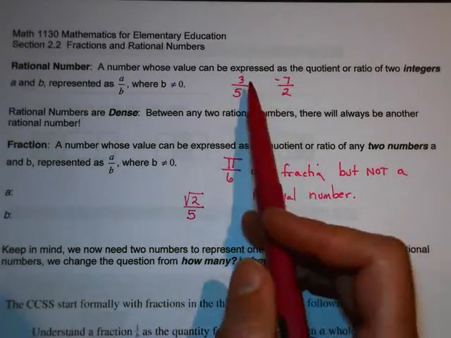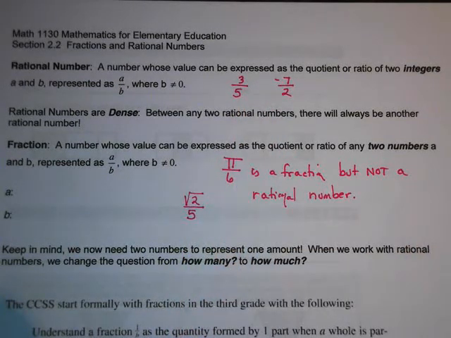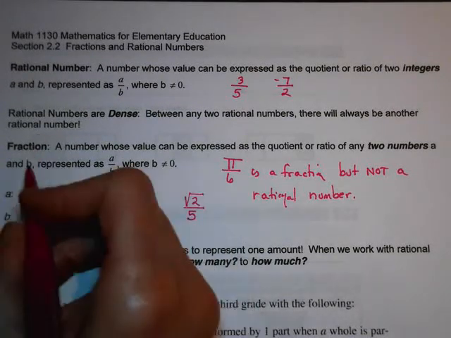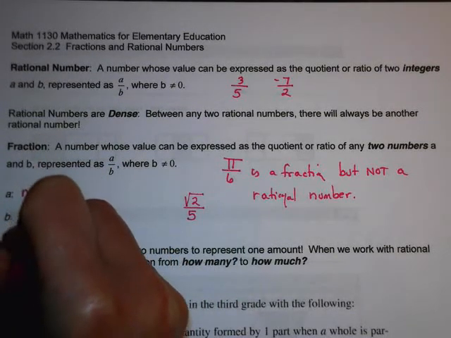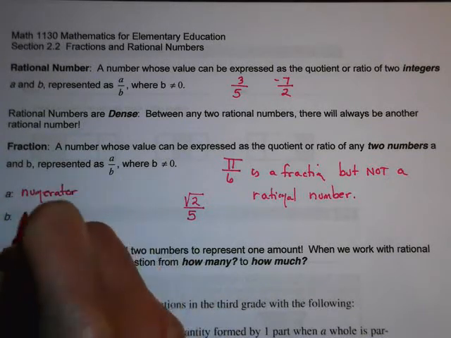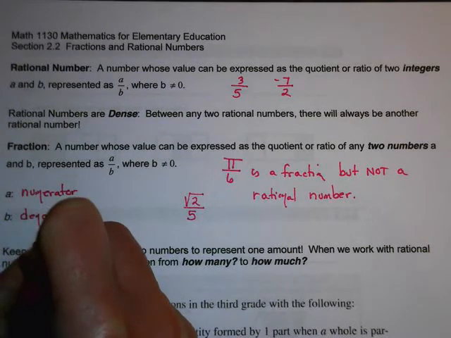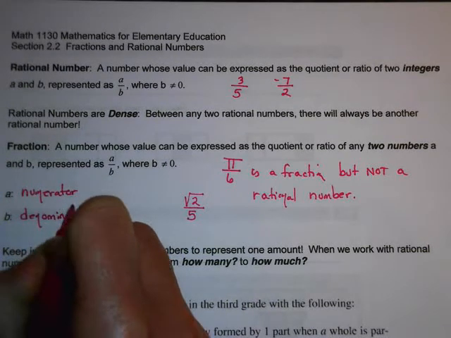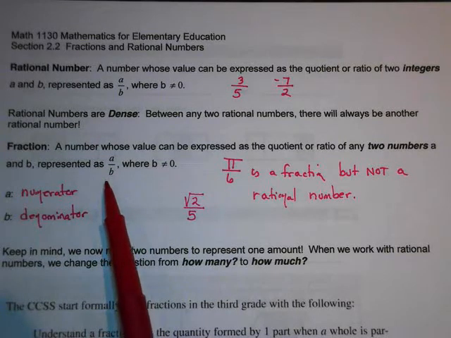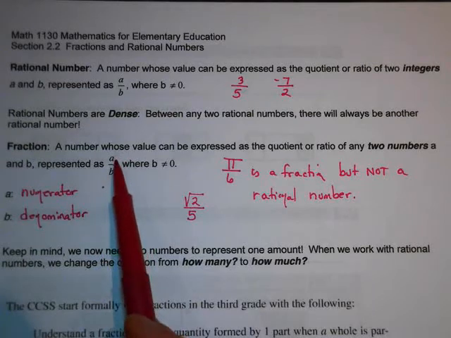Okay? All right. But anyway, what's the fancy word for A? A is called the numerator, and B is called the denominator. Now, I was always taught that B is the number of parts a whole has been divided up into, and A is the number of parts of interest. It's a little bit different with the Common Core and how they define it.